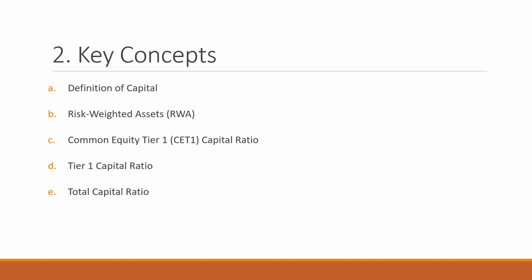Total capital ratio. The total capital ratio is a measure of a bank's overall capital strength that includes Tier 1 capital plus Tier 2 capital, such as subordinated debt. It is calculated by dividing total capital by risk-weighted assets.